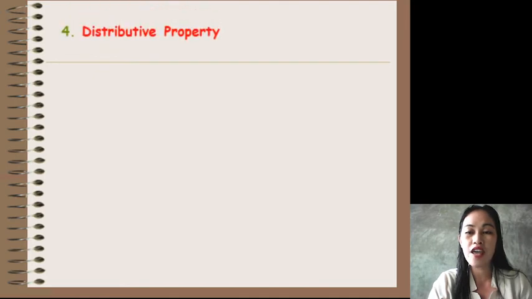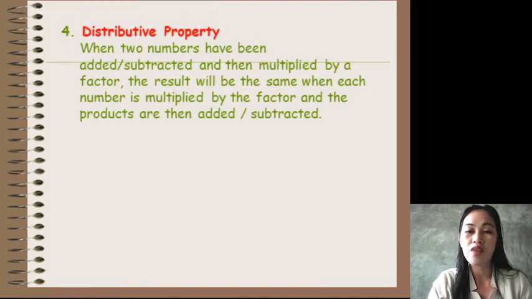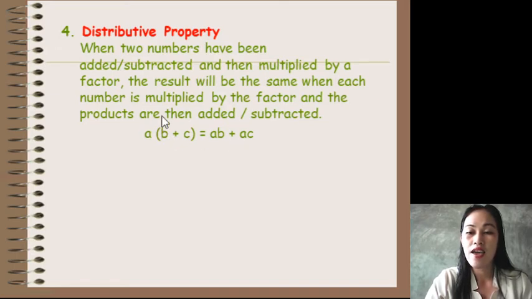Next property is distributive property. When two numbers have been added or subtracted and then multiplied by a factor, the result will be the same as when each number is multiplied by the factor and the products are then added or subtracted. So we have there A times the sum of B plus C. We distribute A. So A times B, we have AB, plus A times C, we have AC.